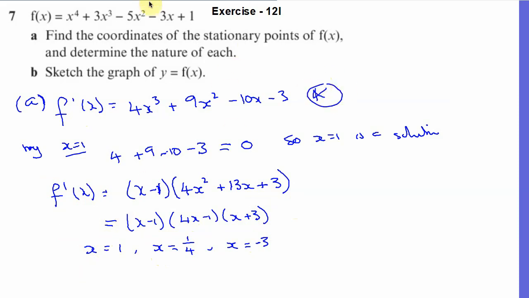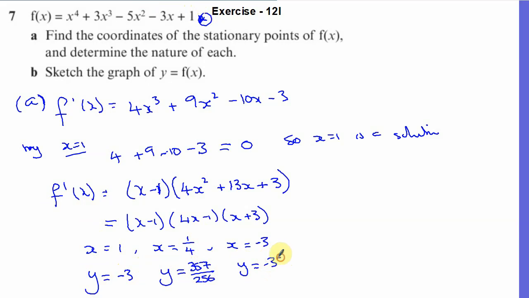To get the y values, I'm going to substitute it back into the original equation. Nope, sorry. Even higher up, I'm going to substitute it back into the original equation to get my y values. So when I do that, I'm going to get y values that correspond like this. Minus 3, 357 over 256, which is roughly 1.3, and y equals minus 35, so I'll put a box around all of them.